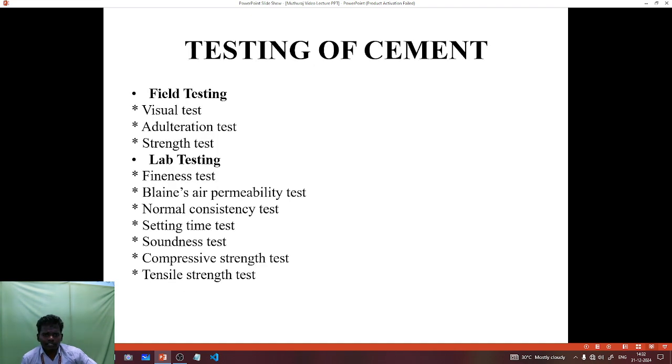Testing of cement: field testing and lab testing. The field tests are the visual test, adulteration test and strength test. The lab tests are the fineness test, Blaine's air permeability test, normal consistency test, setting time test, soundness test, compressive strength test and tensile strength test.